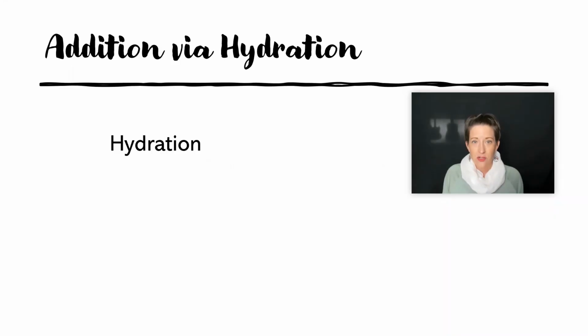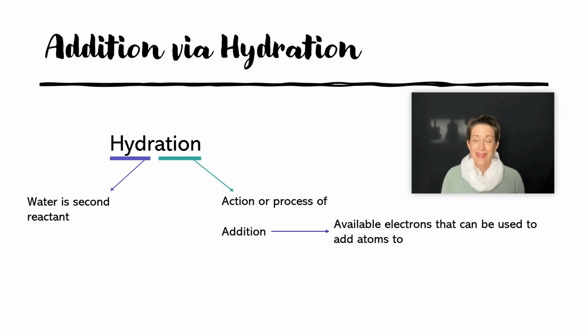Looking at a hydration reaction that occurs via addition. Hydra in hydration means water. Water, remember, can be split into a hydrogen and hydroxide or hydroxyl group. That water is going to be the second reactant in this organic process. At this point, you know that ation is the action or process of, and so we're going to be adding this hydroxyl group and hydrogen to the double or triple bond of an alkene or an alkyne.